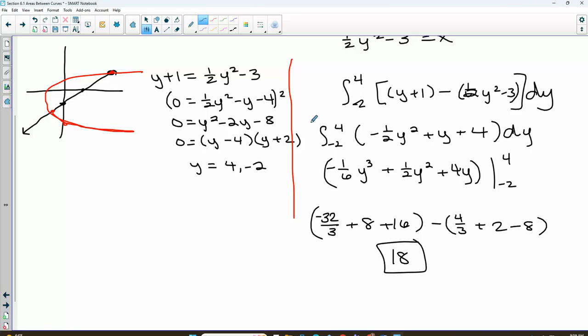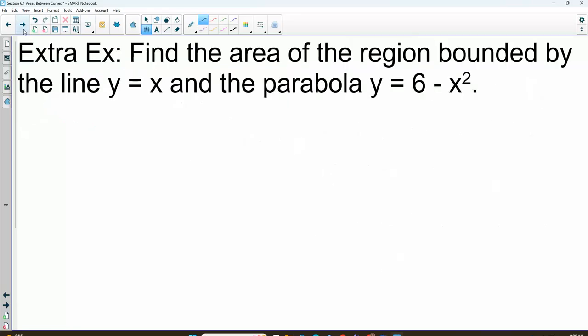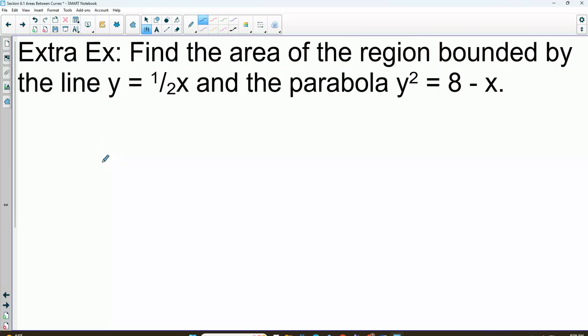Let's go to, I did this one yesterday. Let's go to this one. So I want the area of the region bounded by the line y equals 1 half x, and the parabola y squared equals 8 minus x. Do you think you want to do this in terms of x or y? Y. I know that because I don't really want to solve for y and have a plus and minus the square root. So it's easier to solve for x.